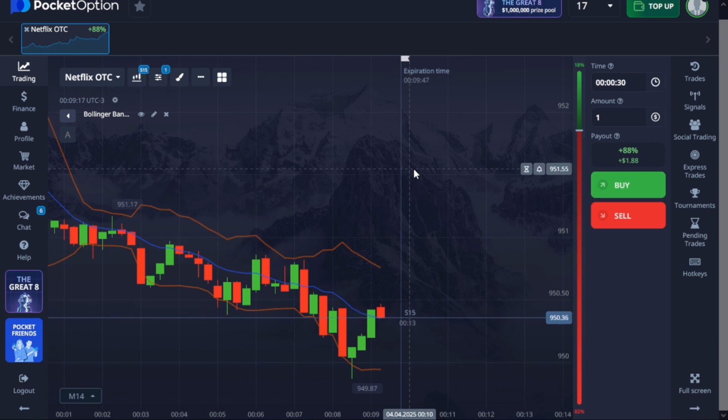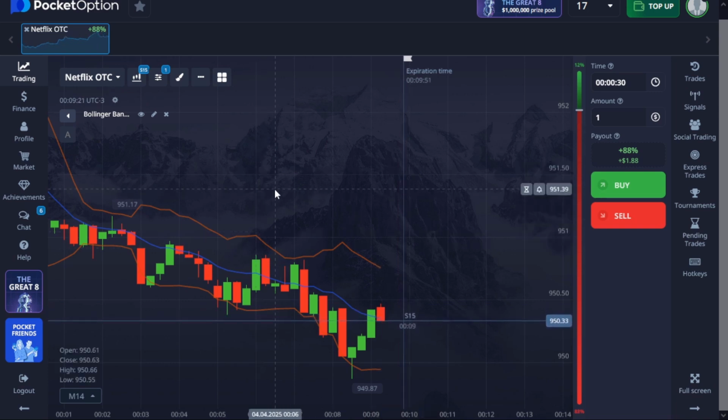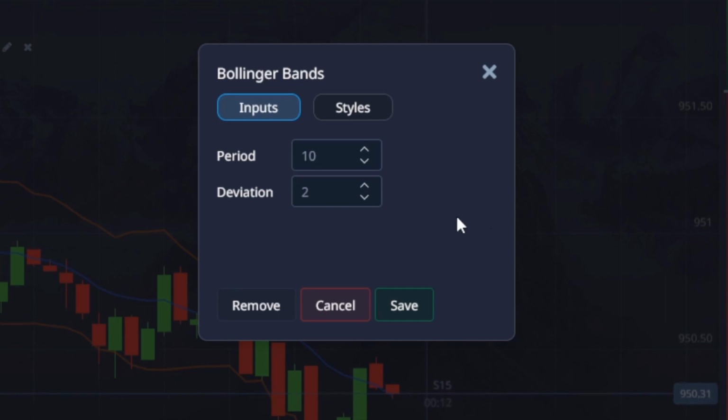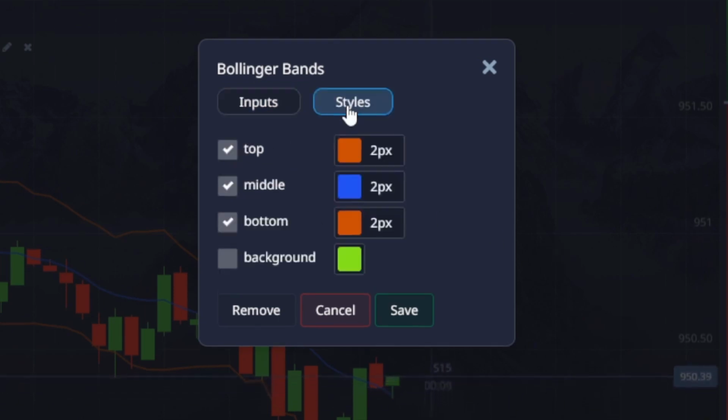We are going to use the Bollinger Bands indicator, guys, just one indicator, okay? Bollinger Bands are widely used because they give me a kind of channel and they always give me a strategy. 10 on period, 2 on deviation. Alright, that's going to be the setting.